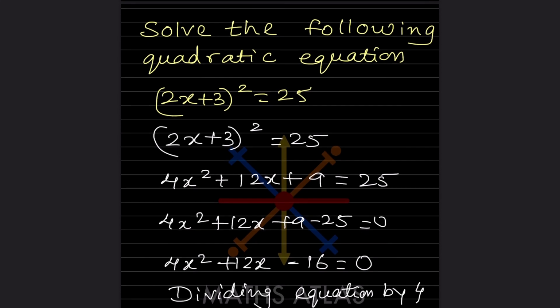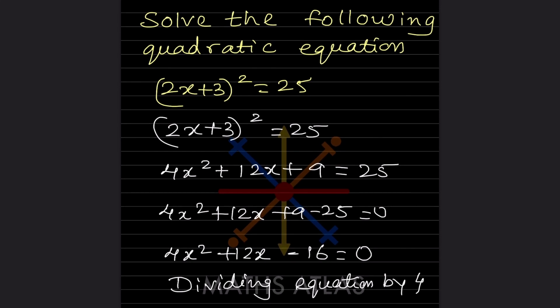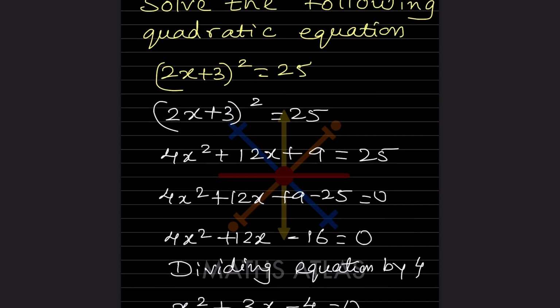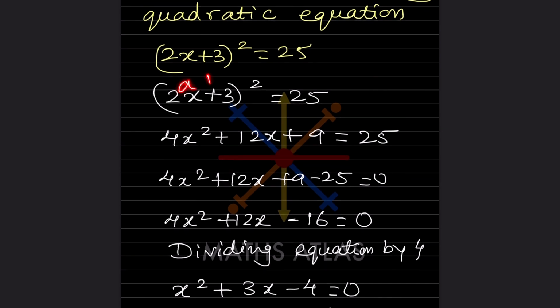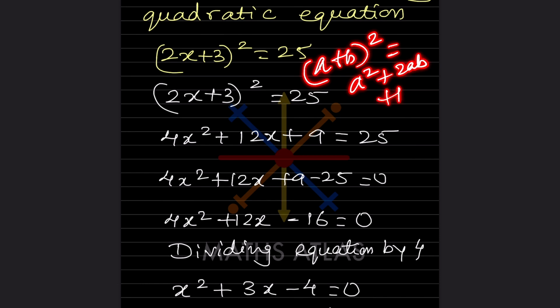Now let us see here, solve the following quadratic equation: (2x + 3) whole bracket square is 25. This is in the form of (a + b) whole bracket square. So how will you write this one? Square of this one, that is going to be 4x square. Because you know (a + b) whole bracket square is a square plus 2ab plus b square.